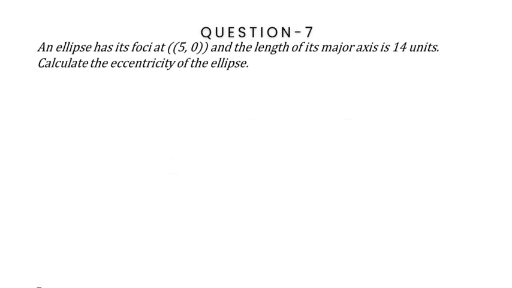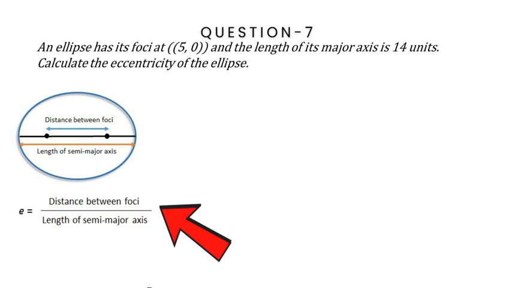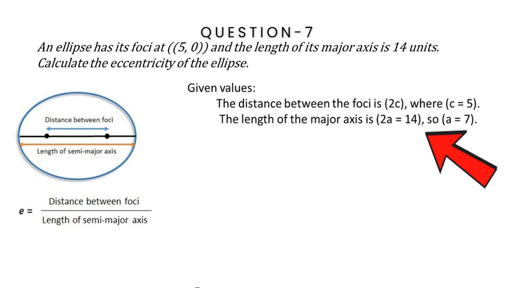The seventh question is, an ellipse has its foci at (5, 0) and the length of its major axis is 14 units. Calculate the eccentricity of the ellipse. Given values are the distance between the foci is 2c, which is equal to 10. The length of the major axis is 2a equal to 14, so a equals 7.